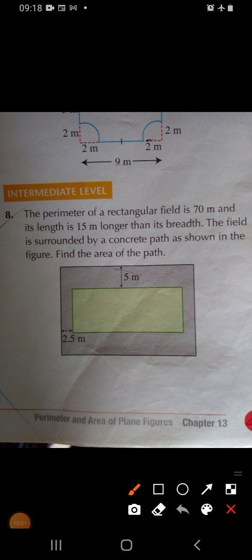So now we can write 4x plus 30 is equal to 70. Fine.